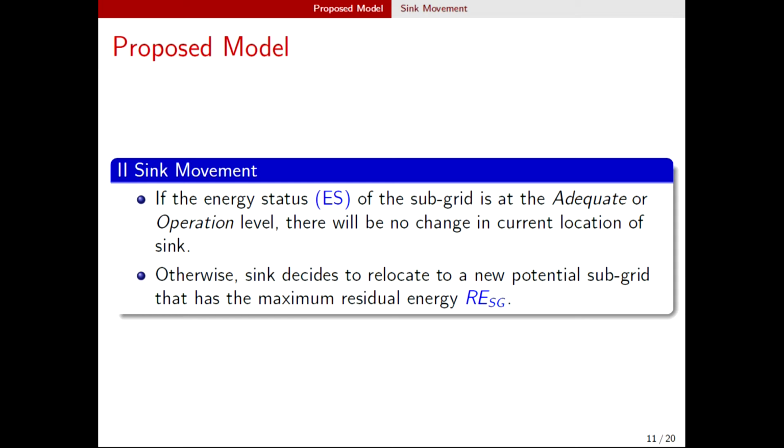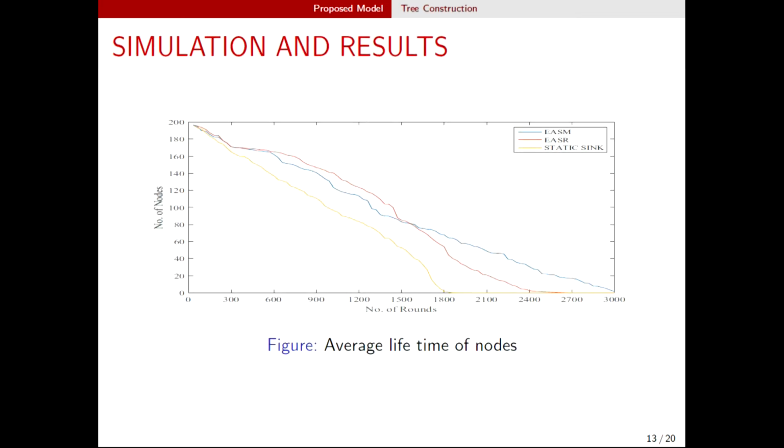Otherwise, the sink decides to relocate to a new potential subgrid that has the maximum residual energy. So it has 8 options, based on the maximum among the 8 subgrids. It decides whether to move or not. With this simple idea, there are some simulated results.